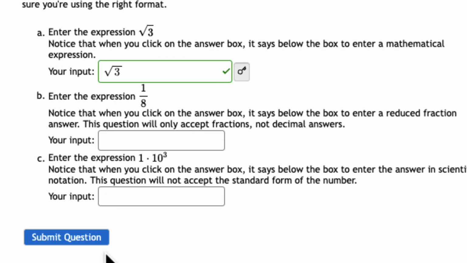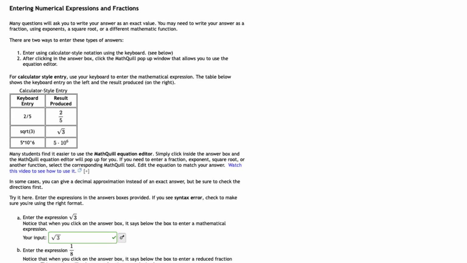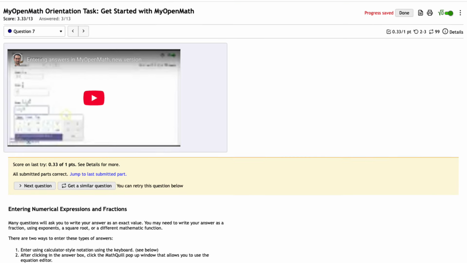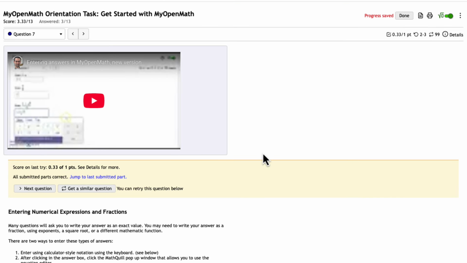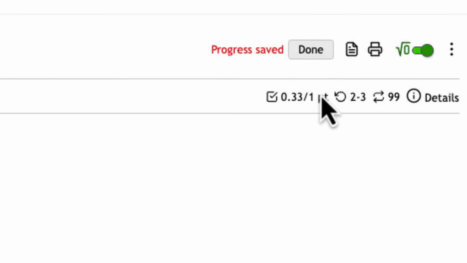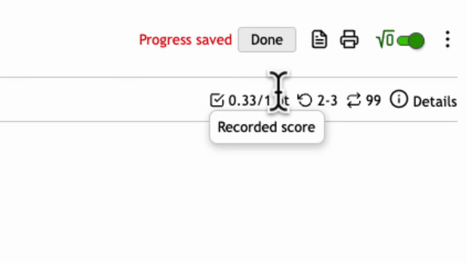Oops, I actually clicked submit question when I had only completed one of 3 parts. Let's go back up to the top of this question and see how it was scored. So if you notice, right now it says I have 0.33 out of 1 point. That's because I've completed 1/3 of a question with 3 parts.